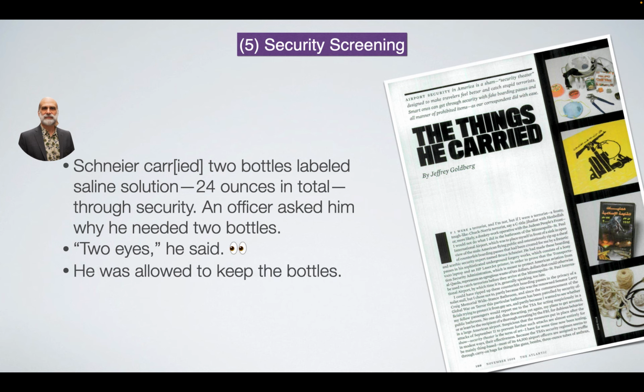And he was allowed to keep the bottles. They were like, yeah, that's fine, you're allowed to have saline solution. And so he skated through.